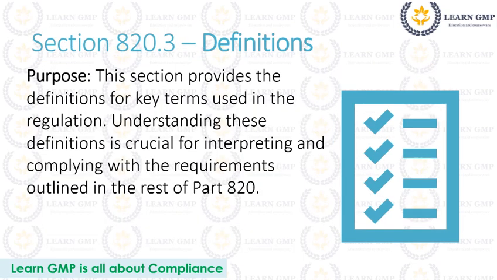Section 820.3, Definitions. The purpose of this section is to provide the definitions for key terms used in the regulation. Understanding these definitions is crucial for interpreting and complying with the requirements outlined in the rest of Part 820.